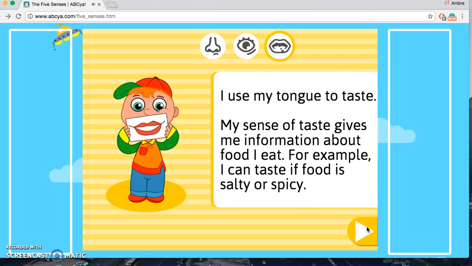I use my tongue to taste. My sense of taste gives me information about food. For example, I can taste if food is salty or spicy. The next sense is a sense of taste, and you use your tongue to taste things.